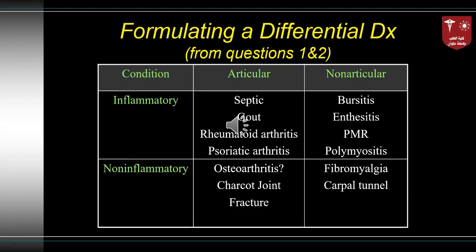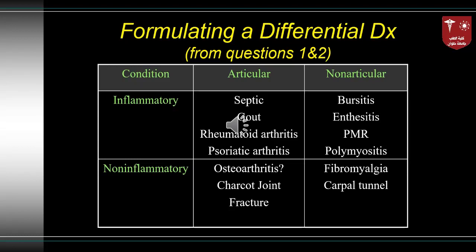Is it inflammatory? If it is inflammatory and affecting the joint, it can be septic arthritis, gouty arthritis, rheumatoid arthritis, or psoriatic arthritis. And if it is articular but not inflammatory, osteoarthritis with a question mark as we mentioned, Charcot joint, or fracture. If it is non-articular, I mean it doesn't affect the joint itself but affects the surrounding tissue of the joint.